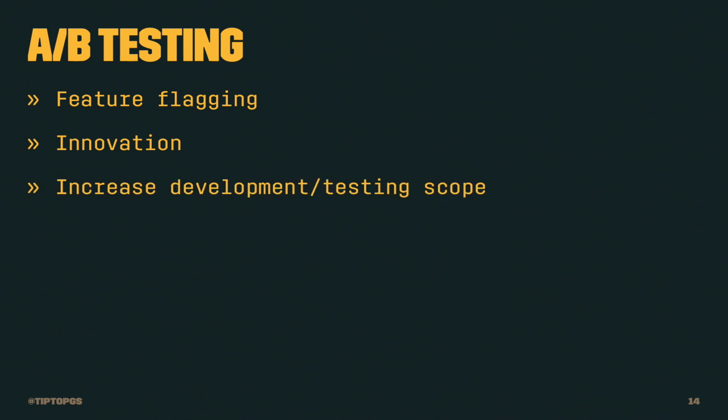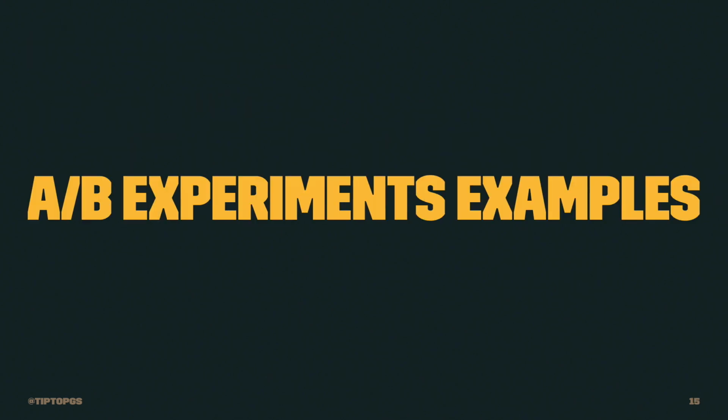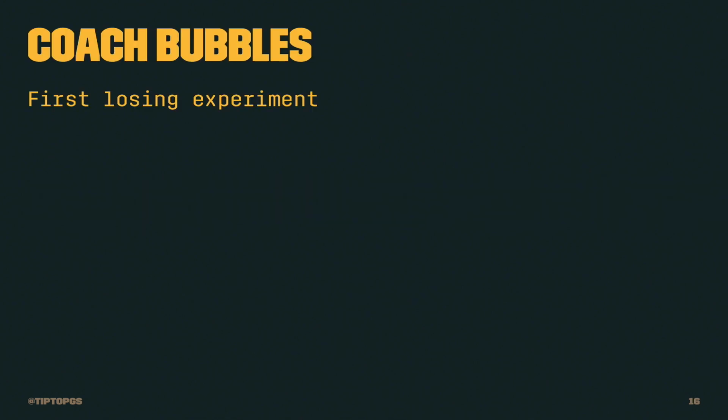So just a recap, A/B testing, I told you, is about feature flagging. You can innovate while minimizing the risk. And also because of A/B testing, you have increased development and testing effort. And it is actually not for everyone. So now that you know, I'll share some of the experiments that I've done at Grubhub. Maybe it'll help inspire some examples on your own.